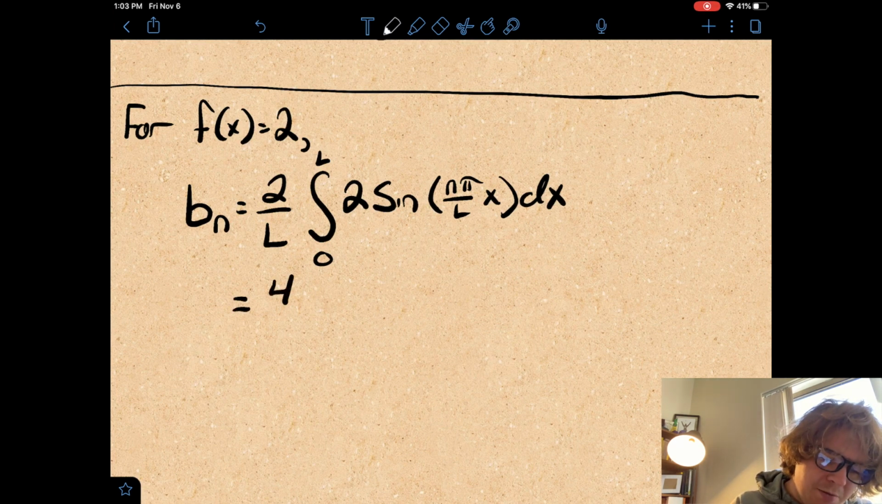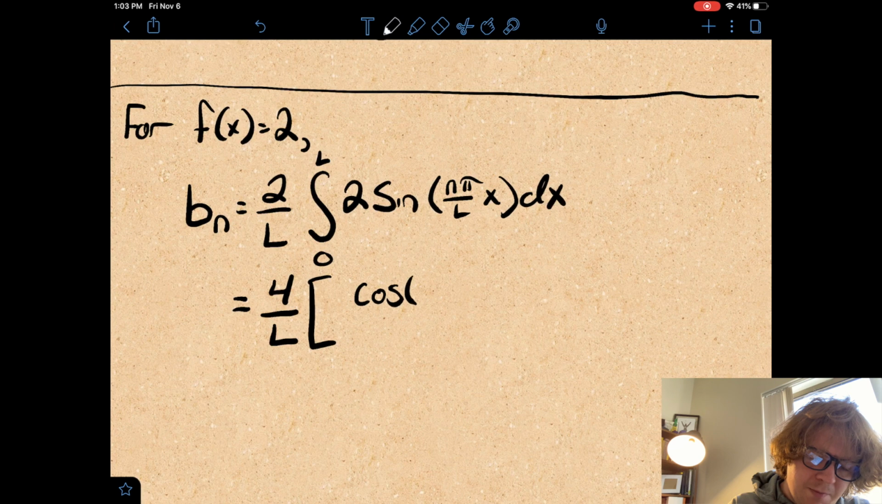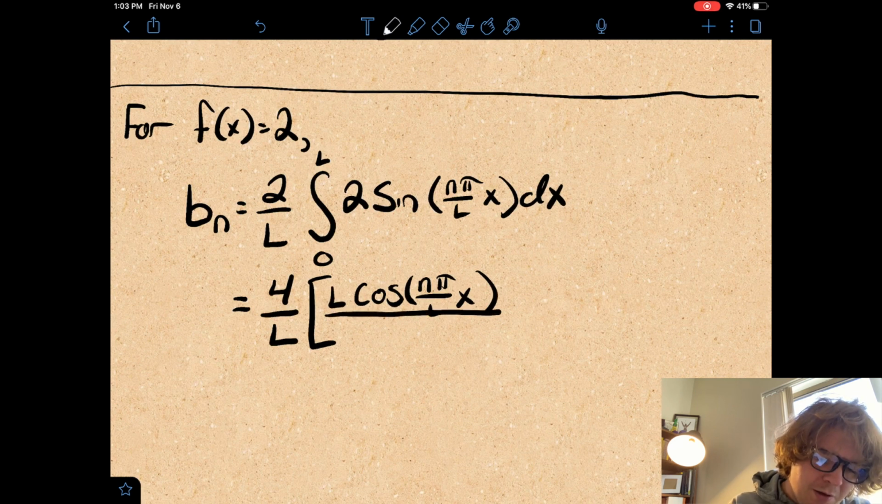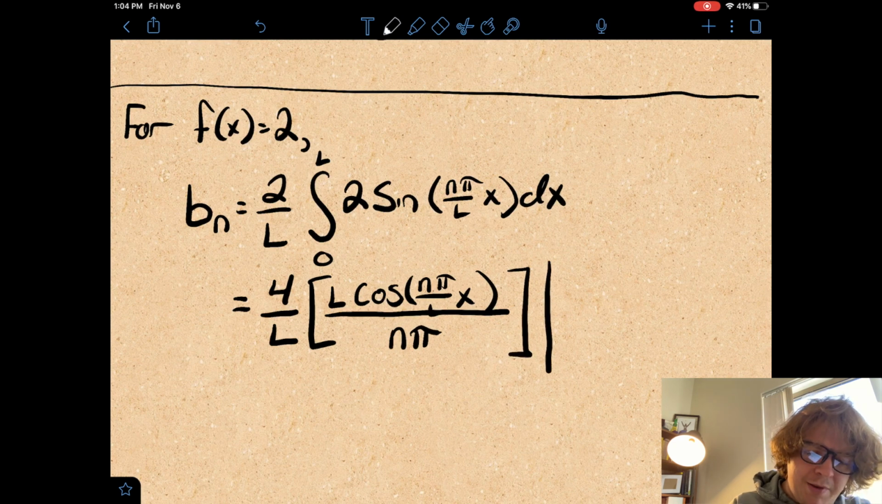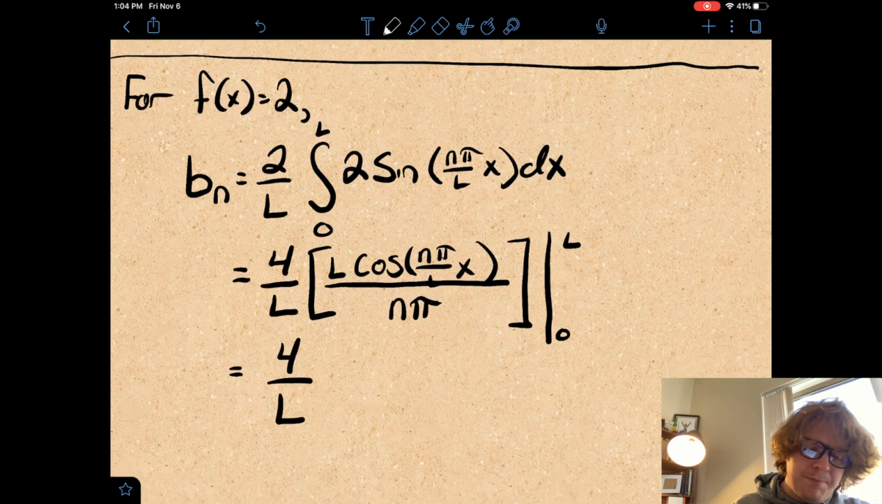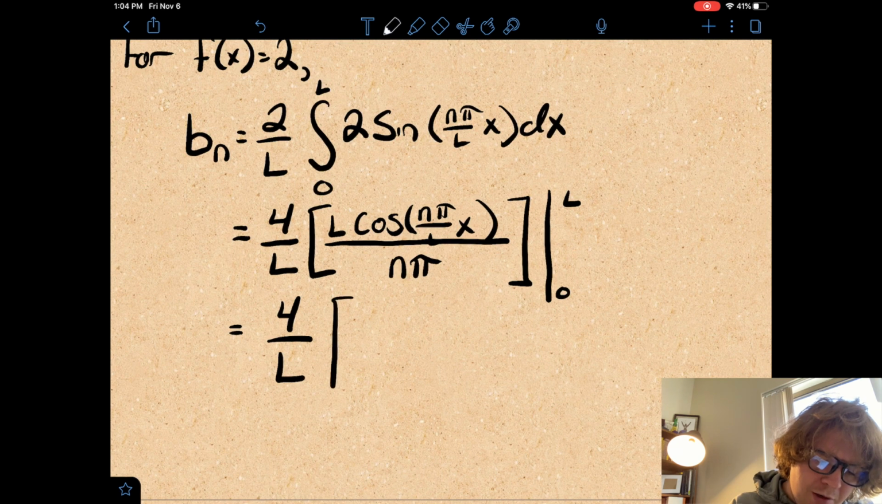I see a 2 times a 2, that gives me a 4. We'll have a 4 over L. And then if I integrate sine, that's going to leave me with a cosine of n pi over L times x. We're going to multiply by L, and we're going to divide by n pi. And then we're going to evaluate that from 0 to L. So 4 over L is going to come along for the ride. And if we plug in L, we're going to have an L times cosine of n pi.